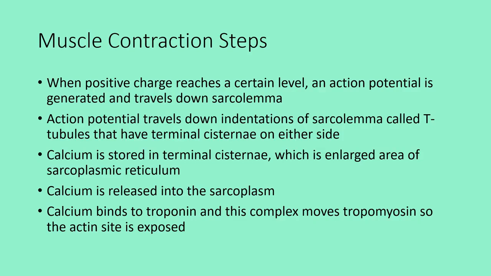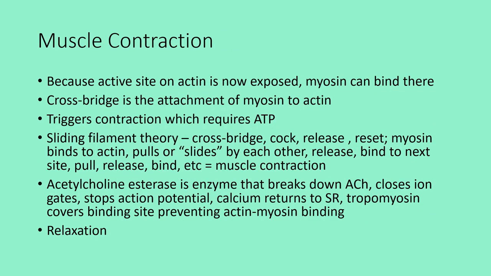And why is that important? Because tropomyosin, remember, at rest, it was lying over on top of that binding site that's on the actin. You just moved it. Now the active site is exposed on actin. Because the binding site on actin is now exposed, that myosin head can bind. When you have a myosin head bind to the actin, that's what we call crossbridge attachment.